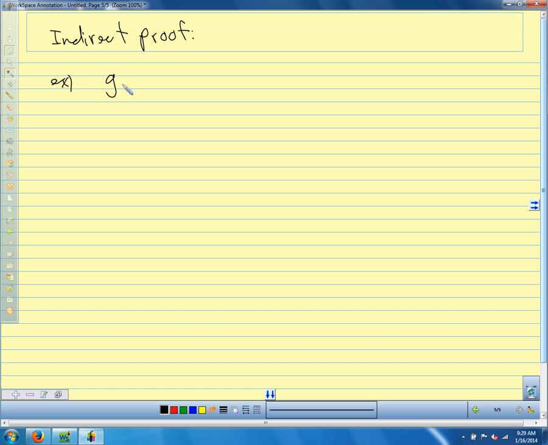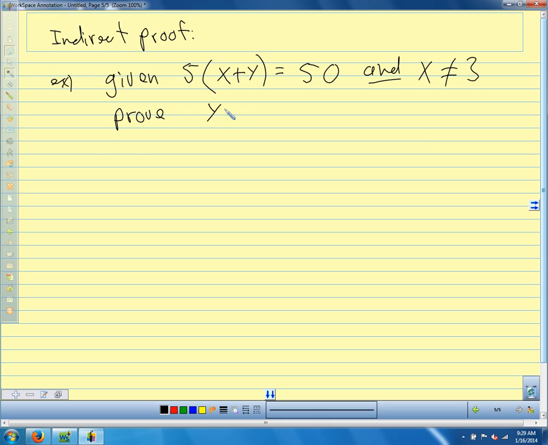So we're going to be given that 5 times x plus y equals 50, and x does not equal 3. We want to prove y doesn't equal 7. So we're given that this equation is true and we know that x doesn't equal 3. We want to prove that y doesn't equal 7.